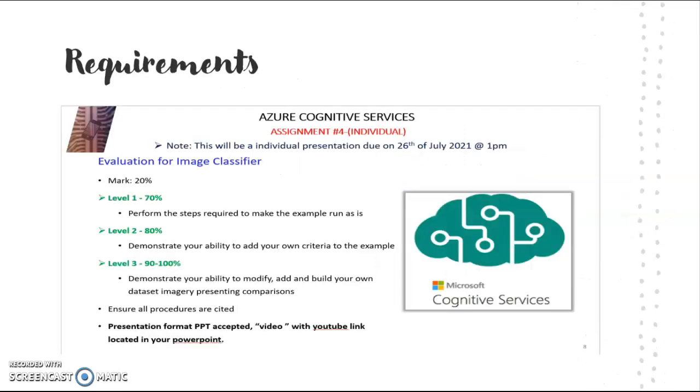So, these are the requirements for the assignment. There are three steps that we need to do. First, we have to select a topic, and then train the data to see the performance, and then do the evaluation for the image classifier. So this is the presentation that we're supposed to do.